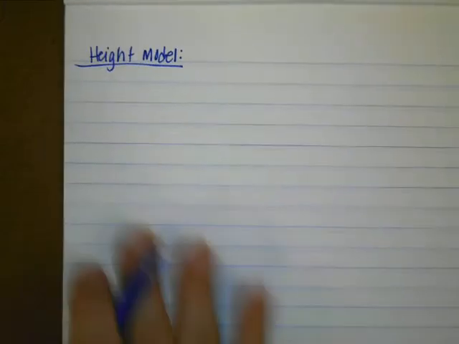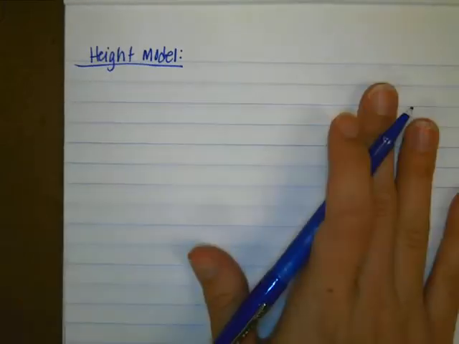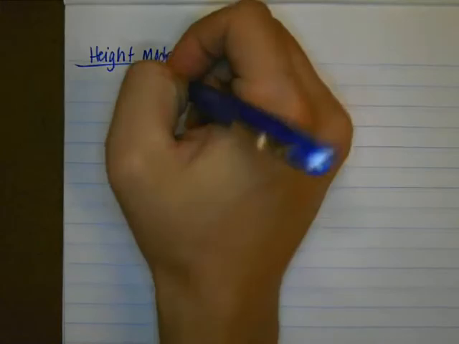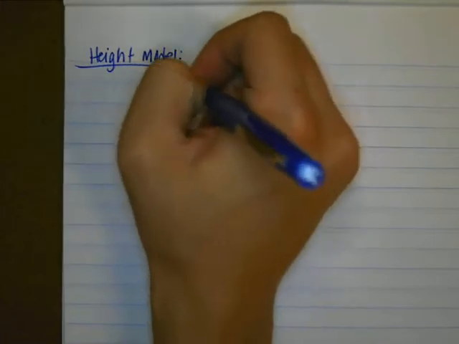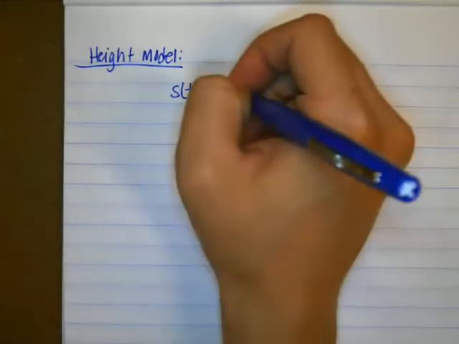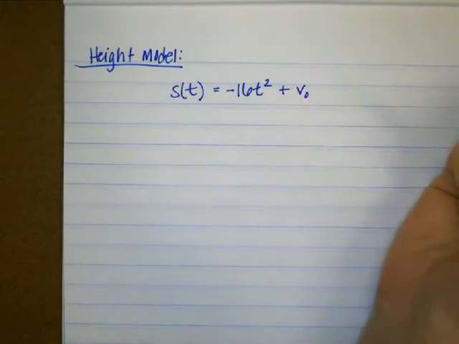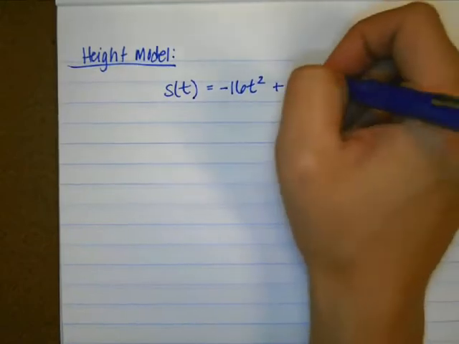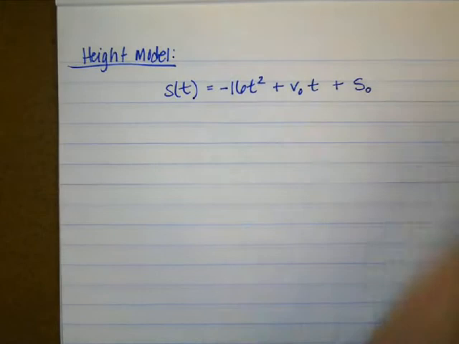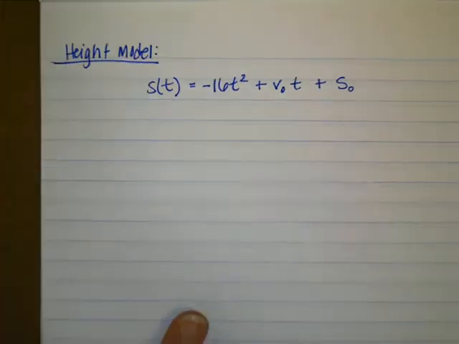Even though you don't need the whole part of the model yet, we're just going to write the whole thing now, so you only have to learn it once. It's written in feet and in meters, so the version in feet is s of t equals negative 16t squared plus v sub o t plus s sub o.